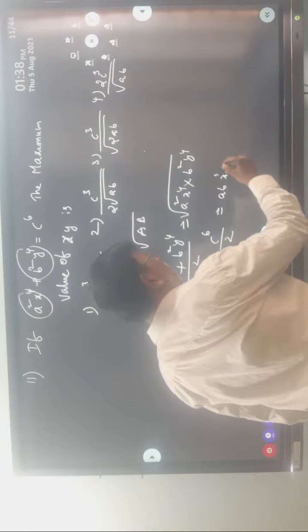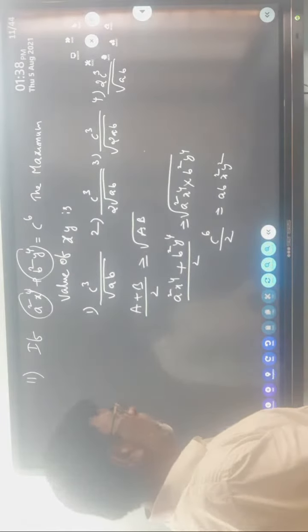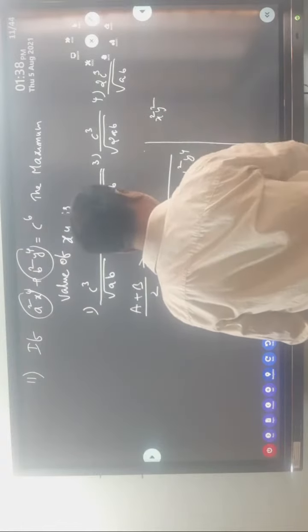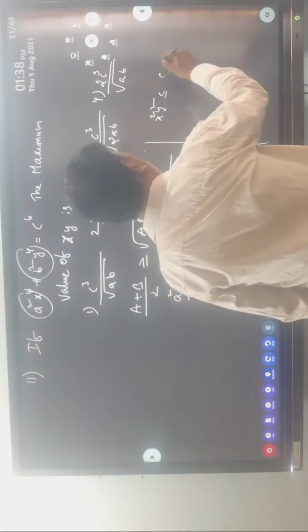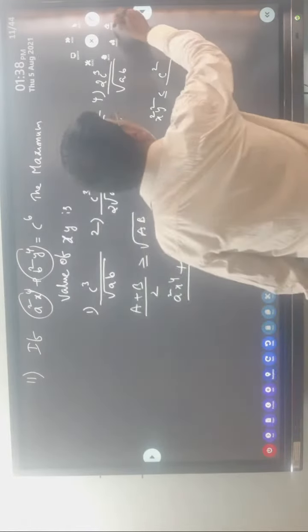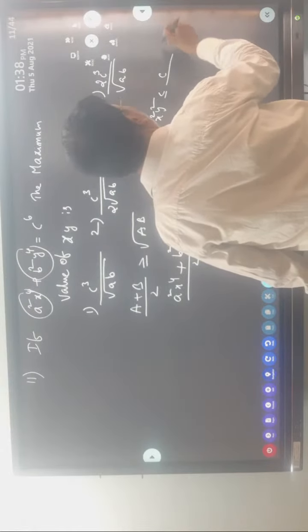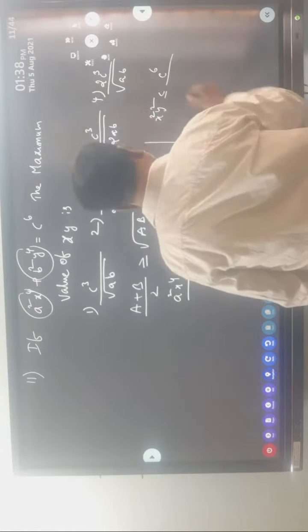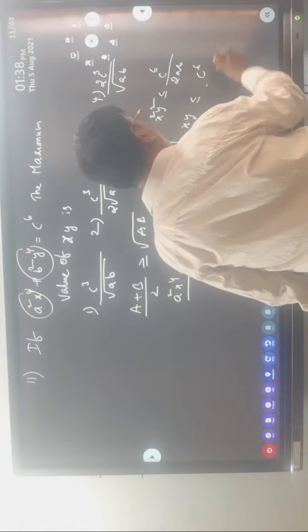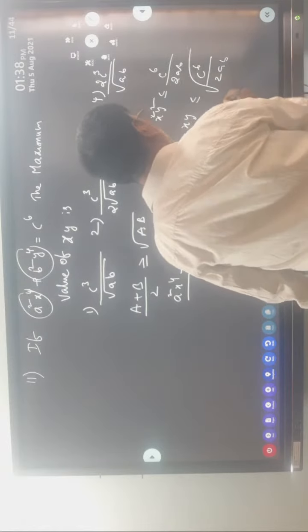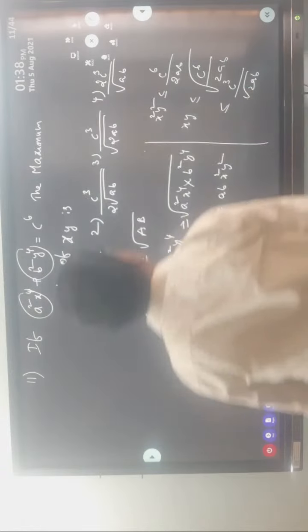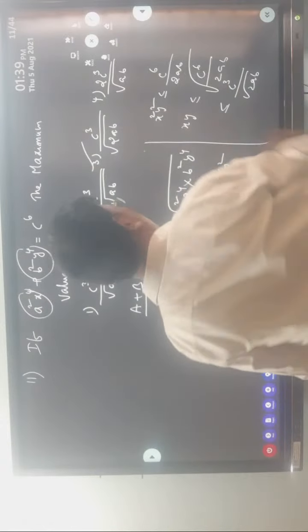This one is x square y square into ab. If you take ab that side, x square y square is less than or equal to c power 6 by 2ab. Now xy, if you want, is the square root of c power 6 by 2ab. This is less than or equal to c cube by root of 2ab. So check the answer: c cube by root of 2ab is the correct answer.